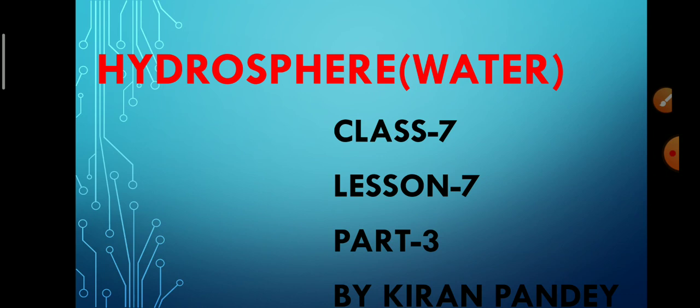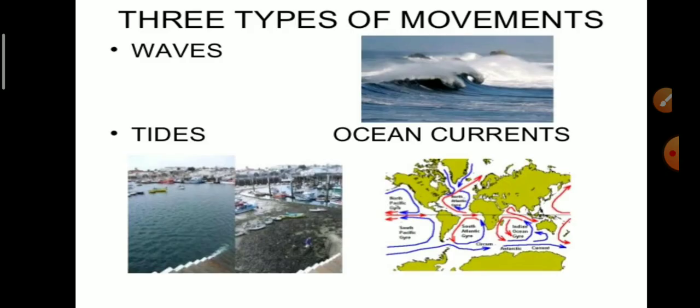Today I am going to start the third part of chapter 7, class 7, Hydrosphere. In the previous modules we already discussed the distribution of water, the hydrological cycle, major oceans of the world, and the importance of oceans. In this module, we will discuss the movement of ocean water, which includes waves, tides, and ocean currents, and the importance of hydrosphere. So let's start today's topic.